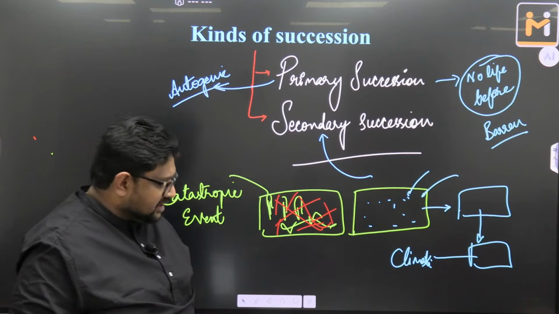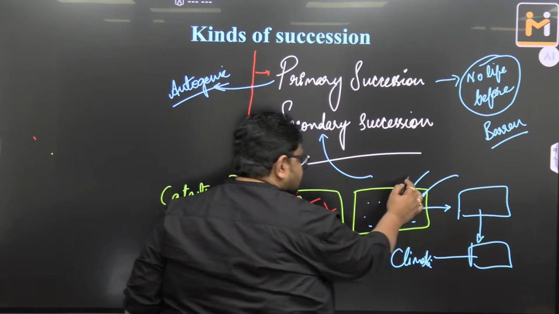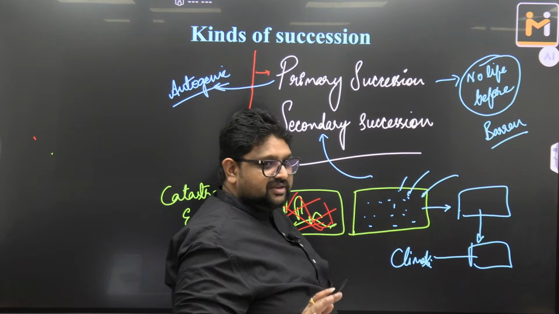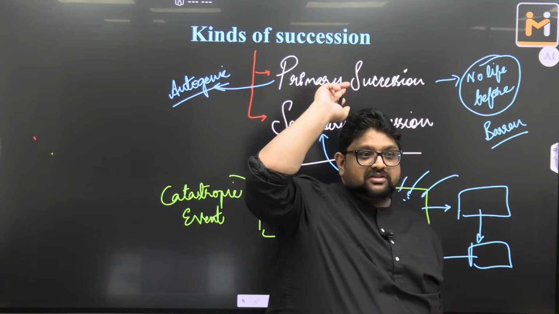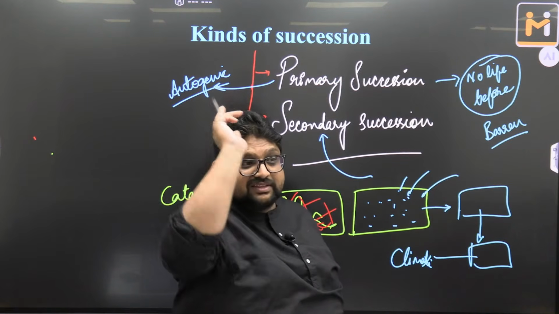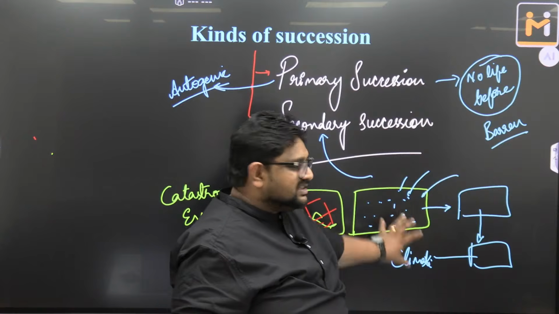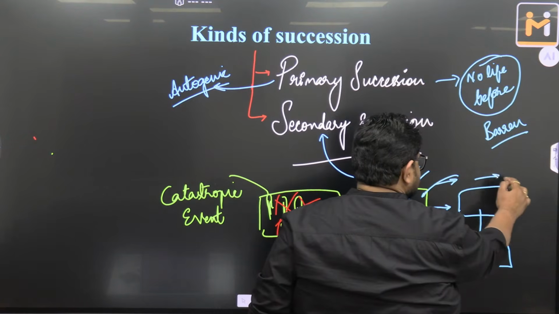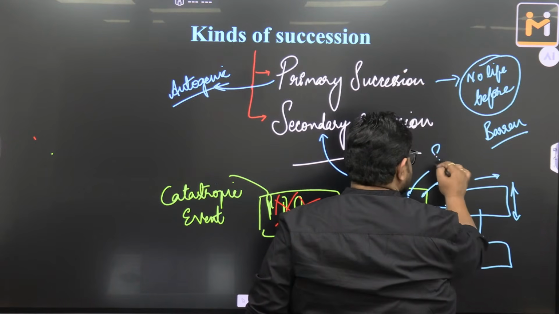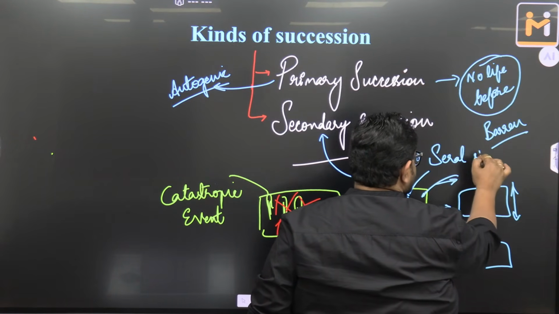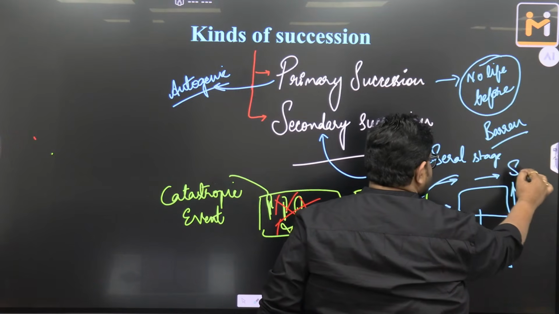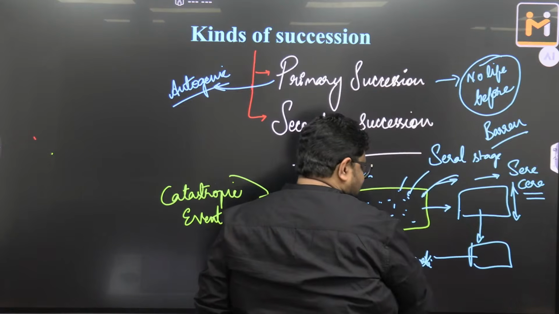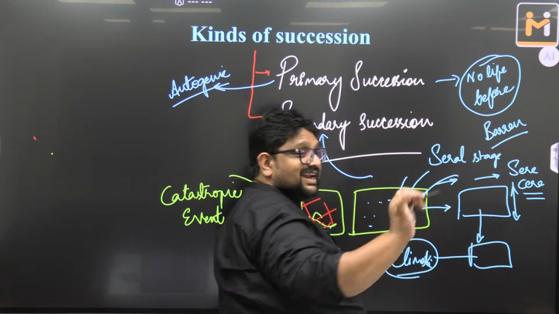So here it starts, and the organisms which come to this lifeless area are not called pioneers. Who are pioneers? Pioneers are those which came before, in primary succession. These are not called pioneers. After this, every stage which happens is called a seral stage, and these are called seral. So this community till climax is called the seral community.